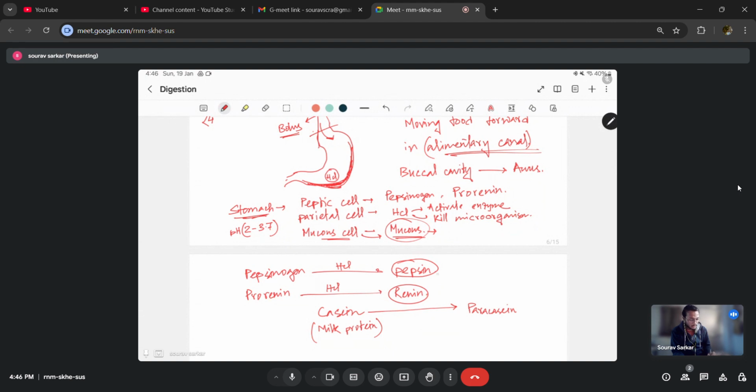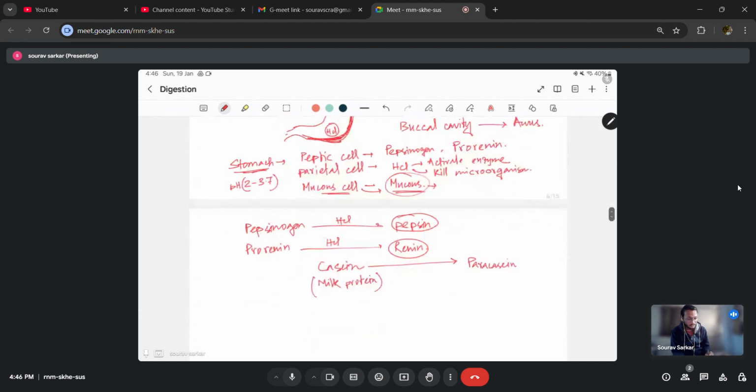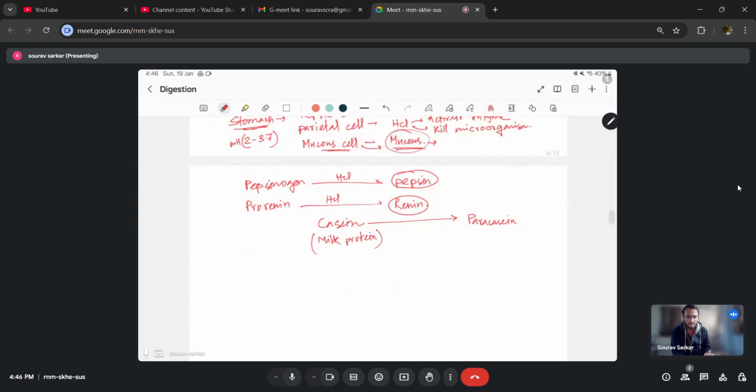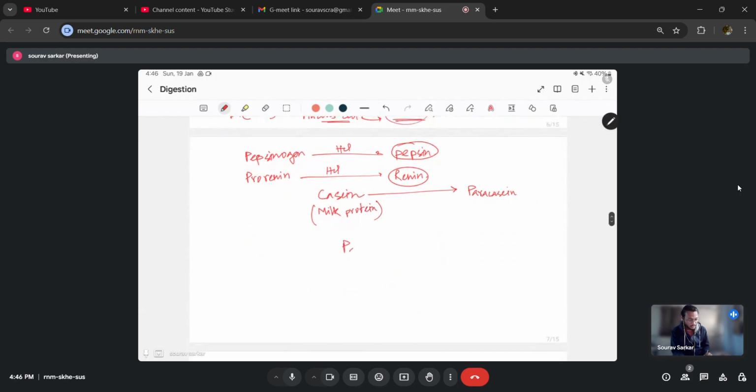Now in case of pepsin, renin could be found in case of baby or infant, but in case of adult, renin is absent. But pepsin will break down the protein into peptone. Okay, protein to peptone, or you can say peptide. So this is the function of pepsin.